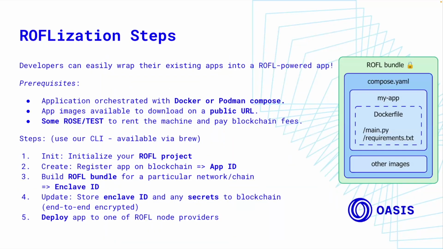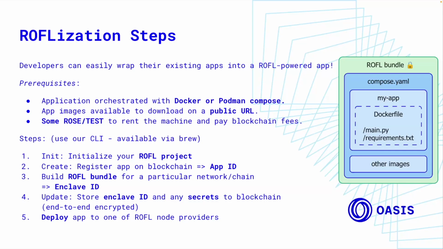Then how you actually ROFLize your app. I mean, this is similar to the D-Stack. You will need an app which has a Docker Compose file. I can note here, you can also run it raw, but with TDX, the preferred way is doing it with containers. You need an app image available at a public URL, and some test or ROSE token to deploy the machine. The CLI is the easiest way to deploy this.